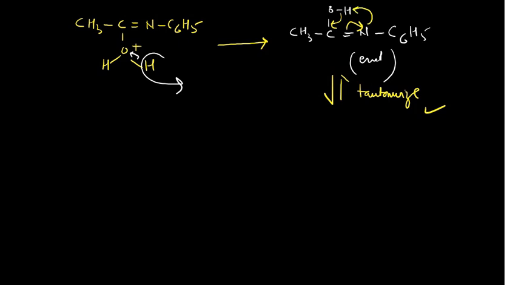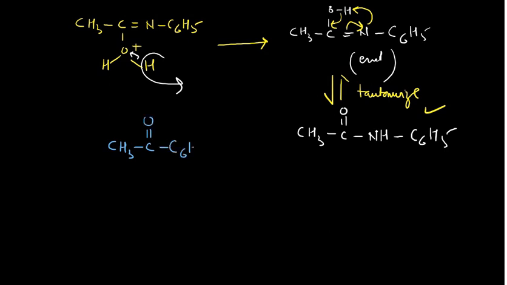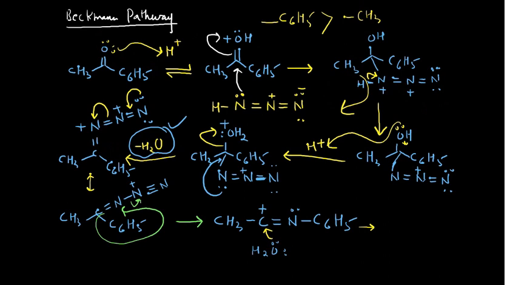And when this happens, you end up with this one: CH3, C double bond O, single bond NH and C6H5. This is N-phenyl ethanamide. This product is your N-phenyl ethanamide, right? And now recall what was your starting product? Your starting product was CH3, C double bond O, C6H5. This was your starting product. If I go back, I can show you. You have started with this one, okay?